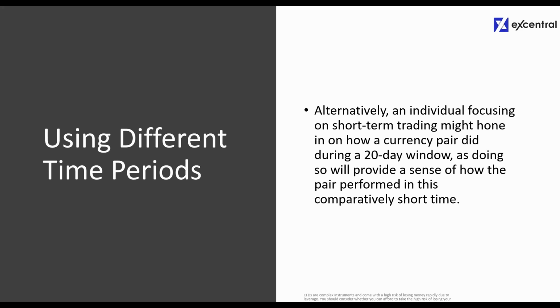Moving averages use different time periods because whether you're using a 15-minute chart, a 1 hour chart, a 2 hour chart, you're using a 10 period moving average. If you're looking at a 1 hour chart, it's using 10 1-hour bars. If you're using a 10 period moving average on a half hour chart, it's looking at the last 10 half hours, or the last 5 hours. Now, an individual focusing on short-term trading might hone in on how a currency pair did during a 20-day. And we just refer to these as days, but it's a 20 period moving average, as doing so will provide a sense of how the pair performed in its comparatively short time.